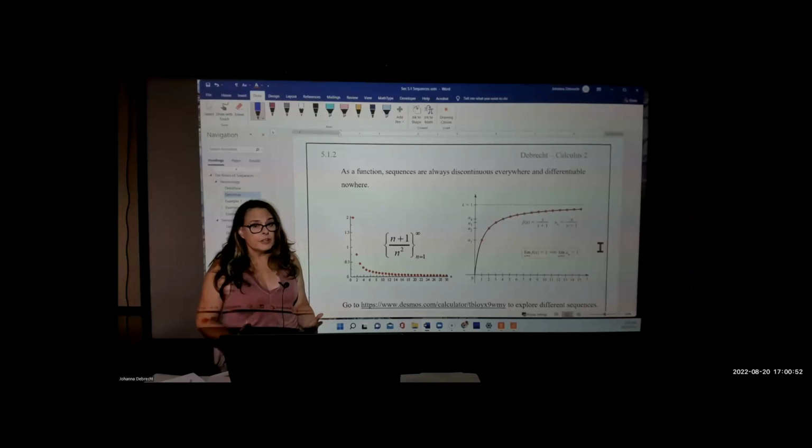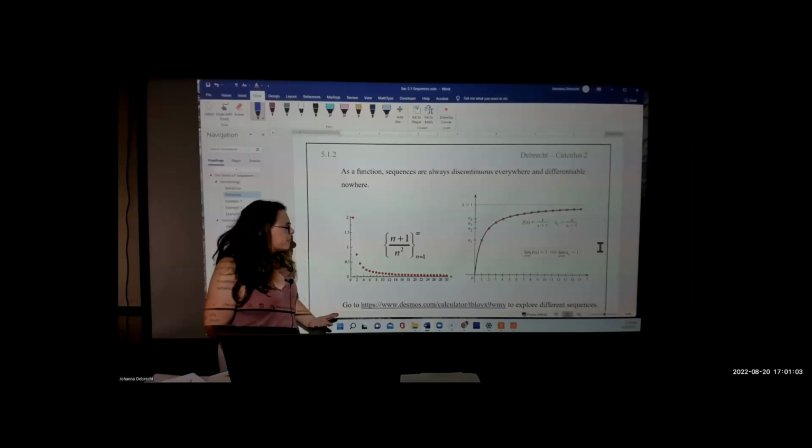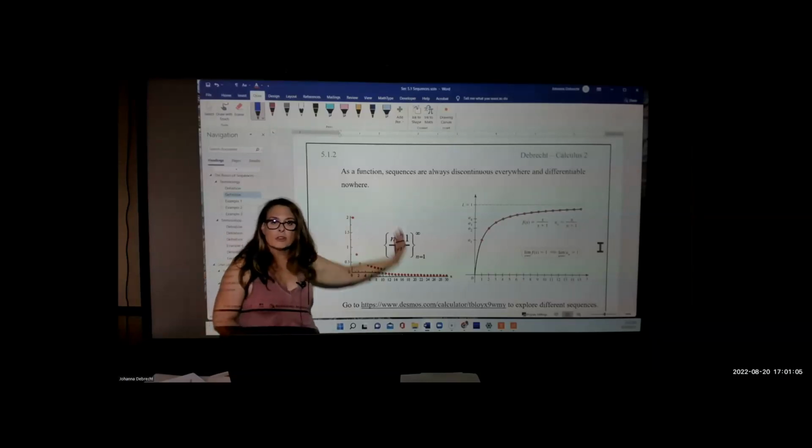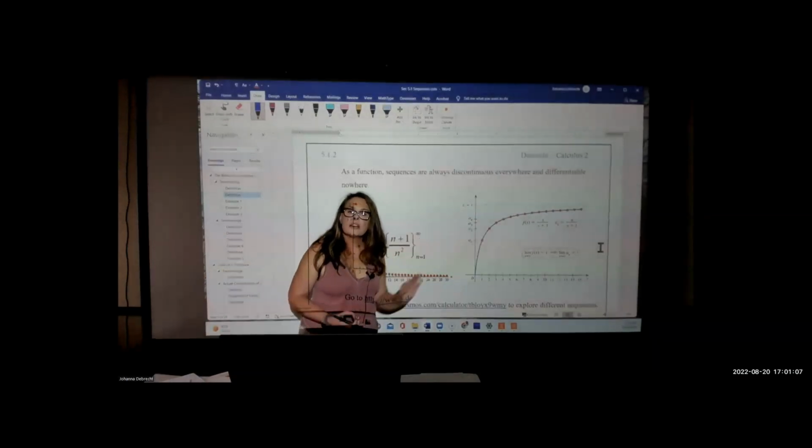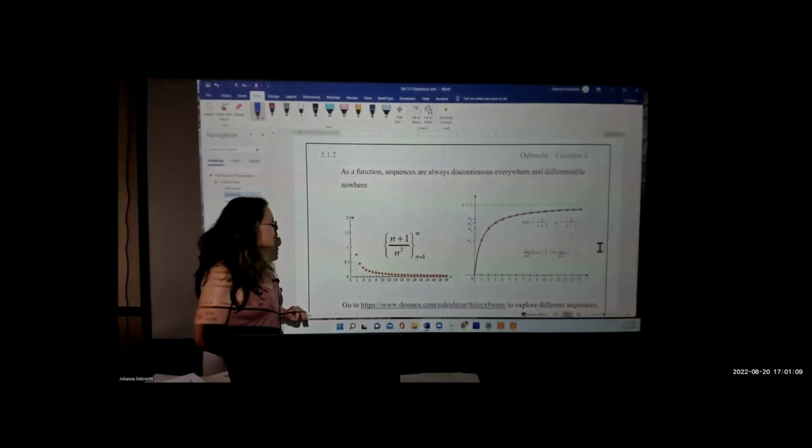And because differentiable functions have to be continuous, if it's never continuous, then it's never differentiable. So sequences are not differentiable functions. They are functions. They do pass the vertical line test. They're just not connected. They're not continuous.